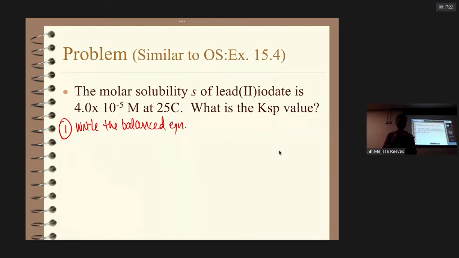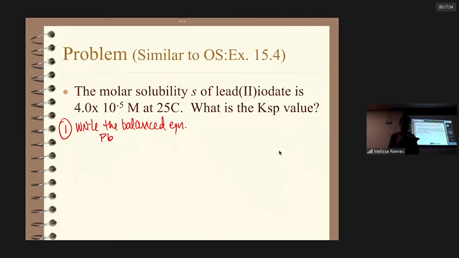And this setup is great for homework and not so great for exams. It's also okay on quizzes. Not so great for exams. Anybody know why I probably wouldn't put it exactly like this on an exam? How many of you are really confident you know what an iodate ion is? So when you balance that equation, you're going to have trouble.